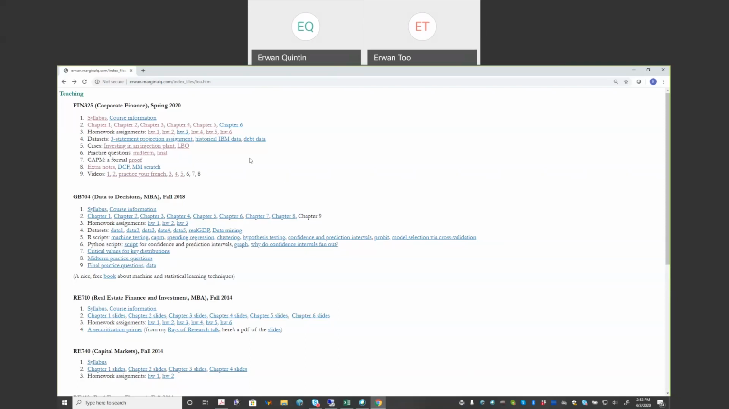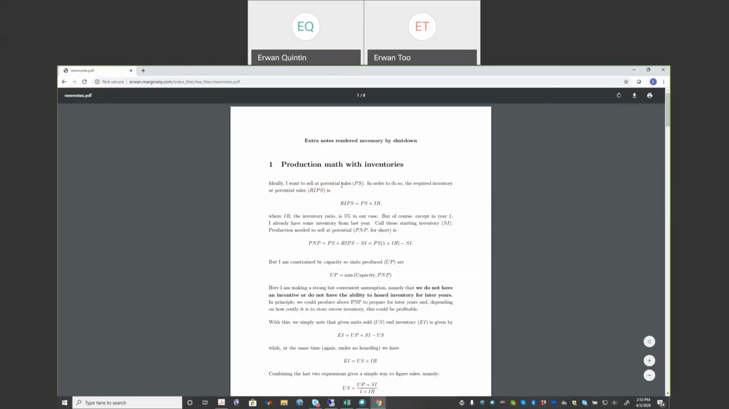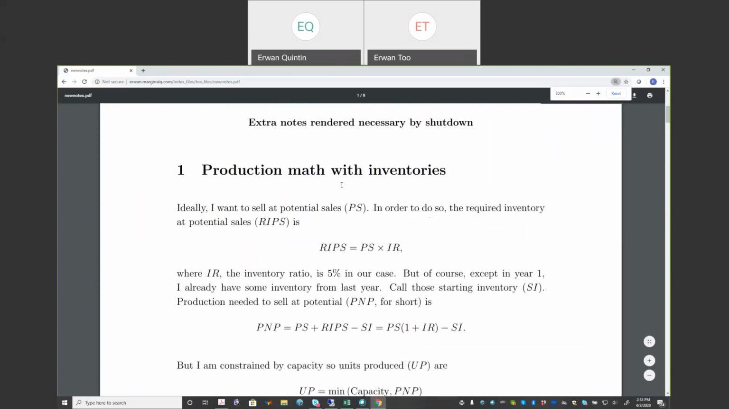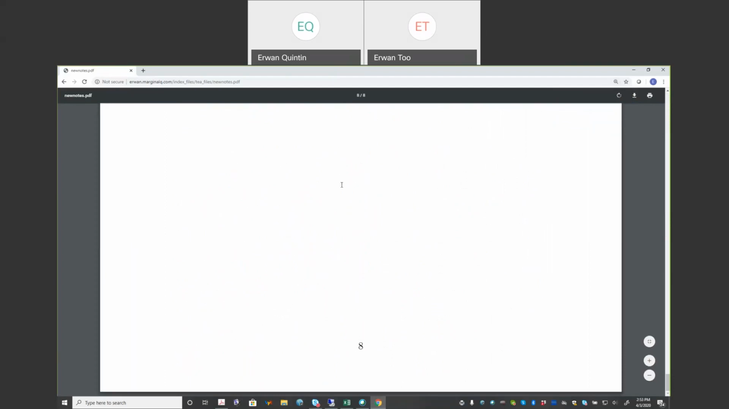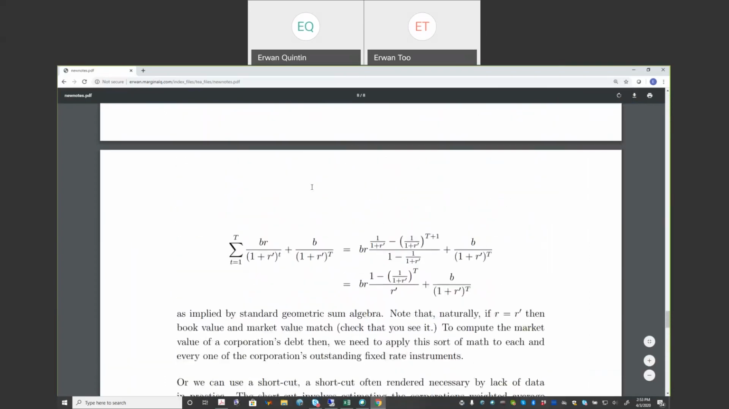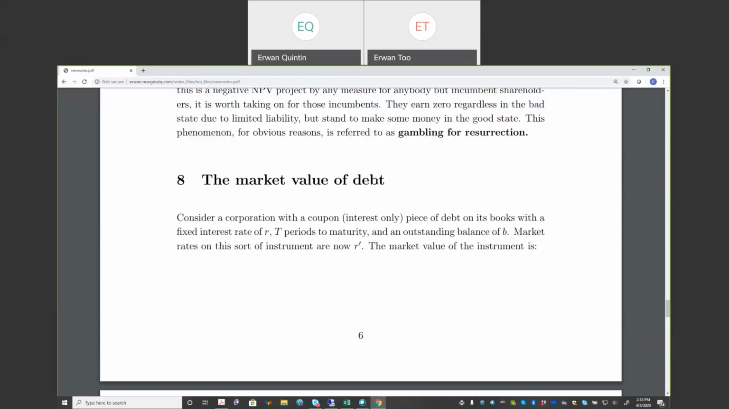And for that, I'm going to begin by opening my notes over here. I'm going to make them nice and big, and I'm going to go to the very bottom of my notes right here where there is a discussion in section 8 of the market value of debt.